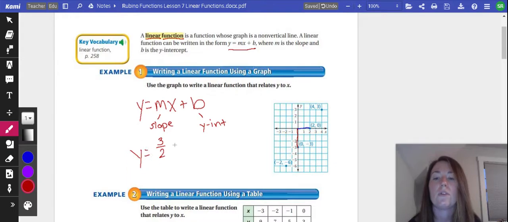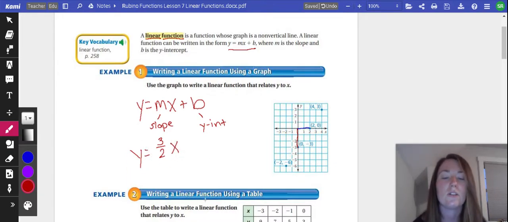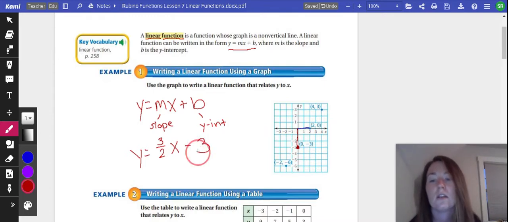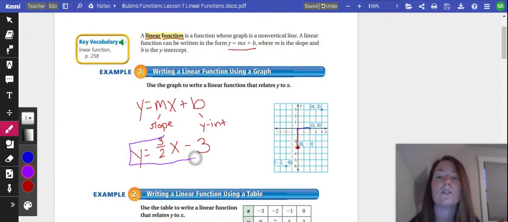Y equals 3 over 2x, and now I need to find my y-intercept, which I can see is already clearly labeled on the graph for me. When we have a point on the y-axis, the x value is 0, and the y value is our y-intercept. So we have -3. The equation, or the linear function that relates y to x, is y equals 3/2 x minus 3.